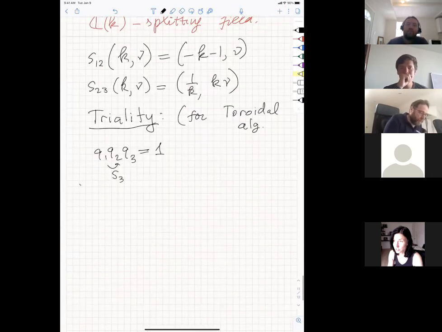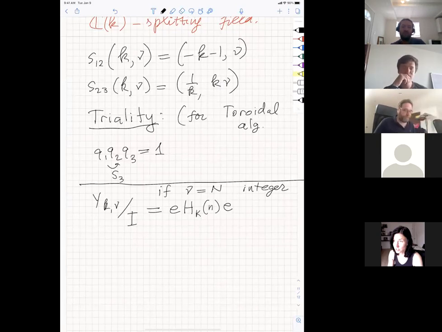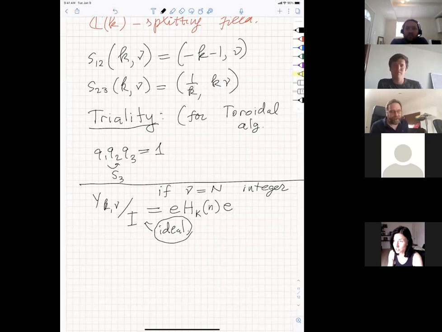So the finite n story. The point is that we have this Y_{k,nu}, and if nu is an integer, n is an integer, then there is some ideal I such that the quotient is equal to the spherical Cherednik algebra. Actually, there are many ideals. For generic values of k and nu, this algebra Y_{k,nu} has no non-trivial ideal, so it's going to be a simple algebra.